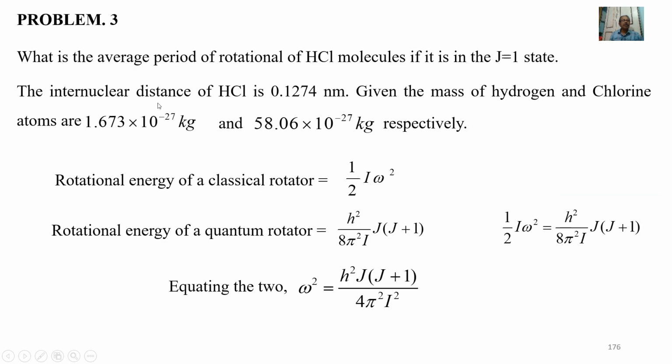Problem number 3. What is the average period of rotation of HCl molecules if it is in the J equals 1 state? So for the average period, we are going to calculate now T.